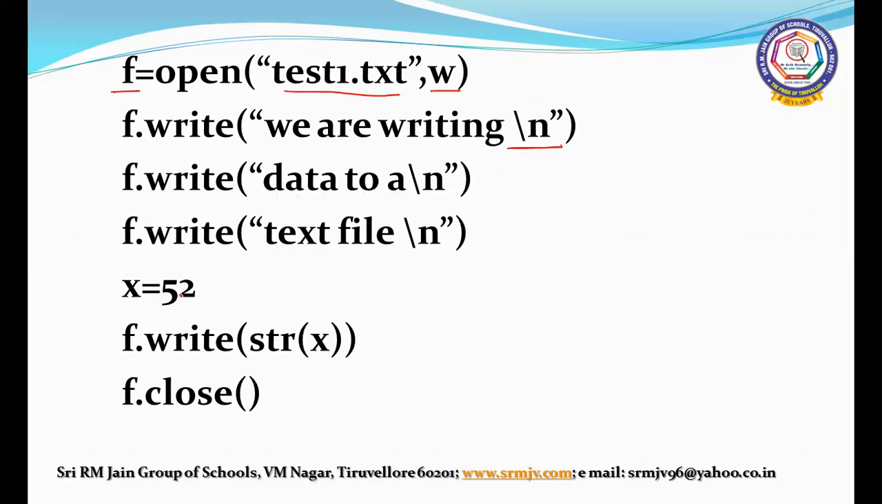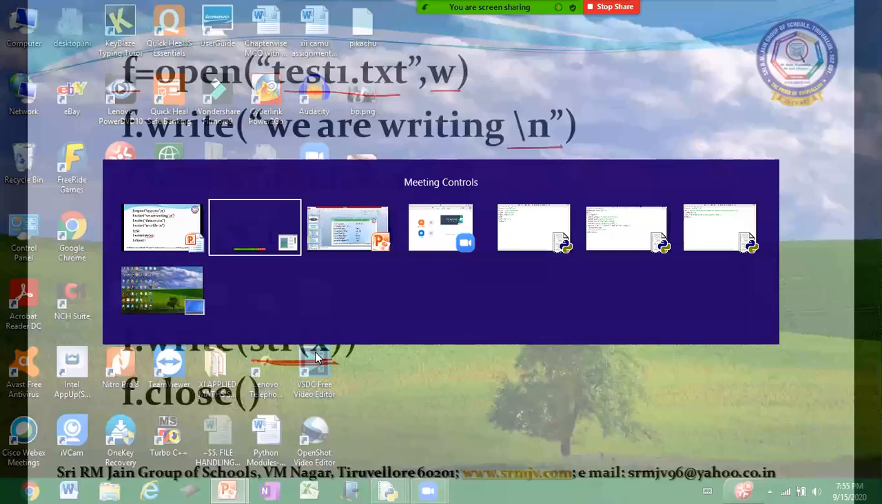The same way, x equal to 52. If you want to write an integer value or a numeric value, you cannot write it to your text file directly. It should be converted into a string, then you can write it into the file. So you have to convert it explicitly into the string format. Now we'll check.